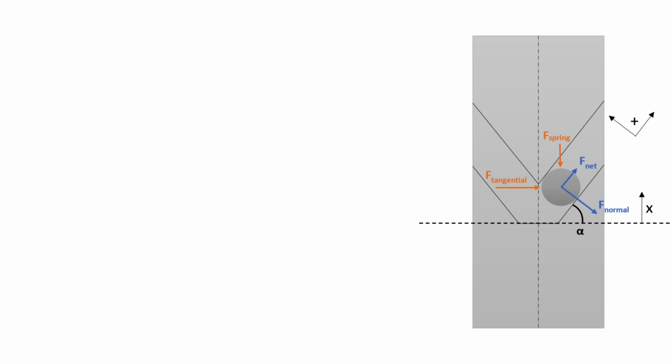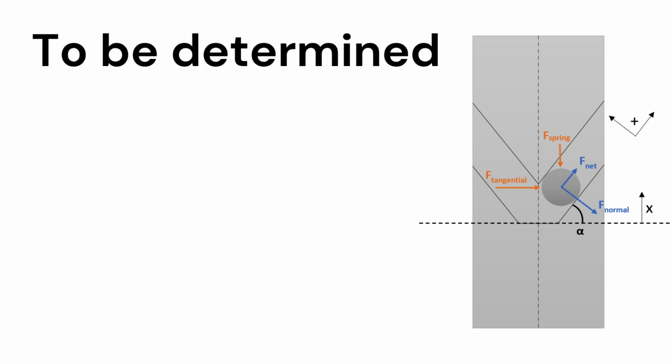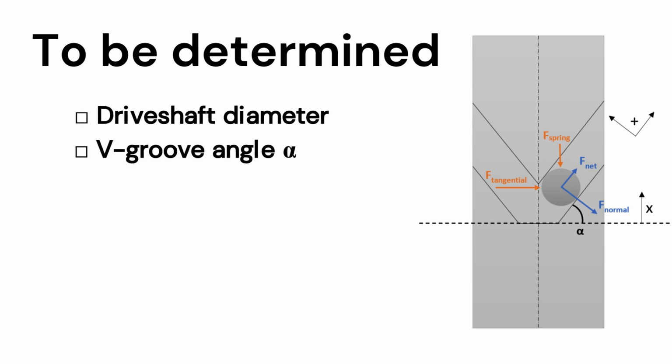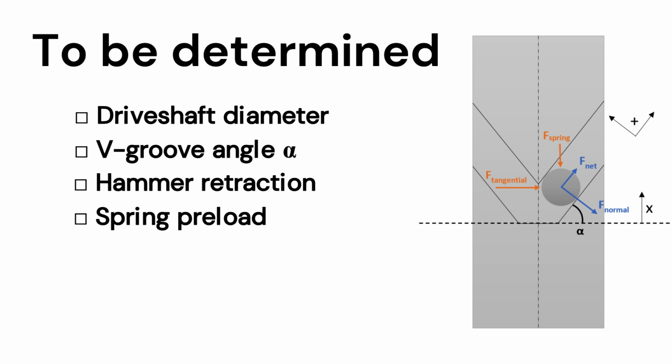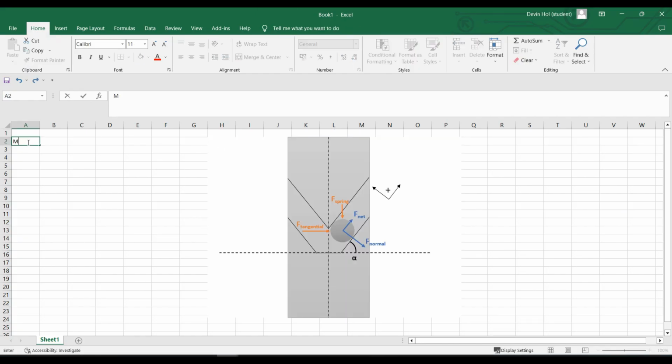To summarize, we have to decide on the following combination of parameters: the diameter of the drive shaft, the angle alpha of the V-grooves, the retraction of the hammer, the preload of the spring, and the stiffness of the spring. I made an Excel sheet for calculating the forces that are shown in the free body diagram. With this Excel sheet we can easily vary the combination of parameters to get to the desired result.